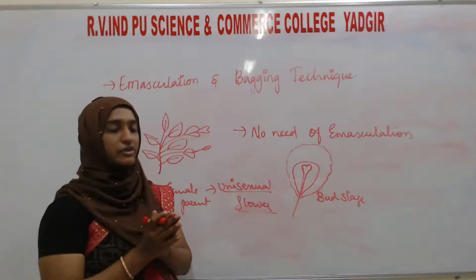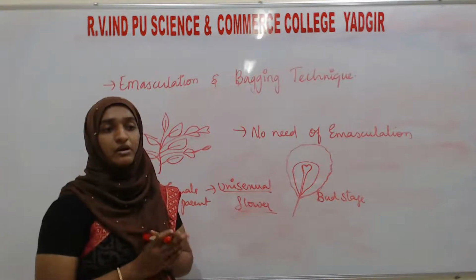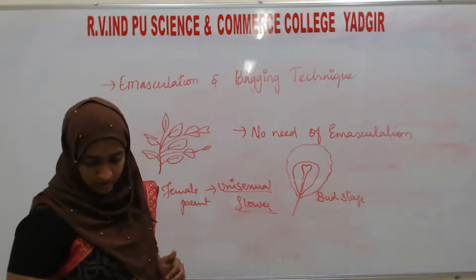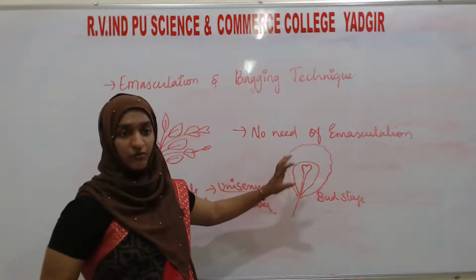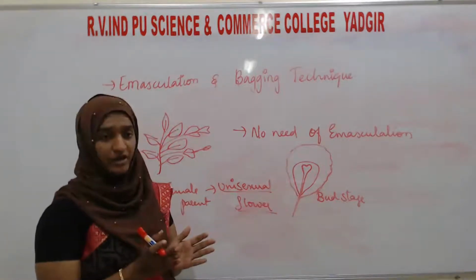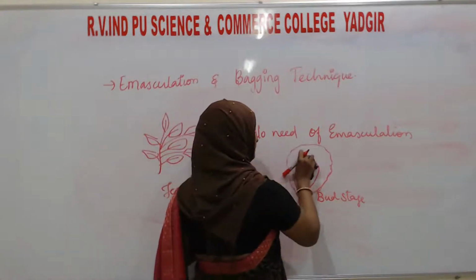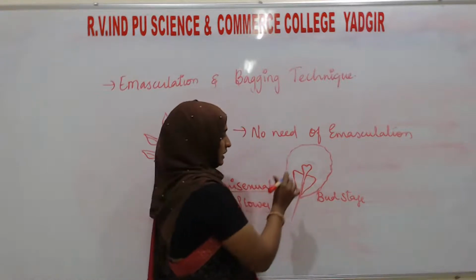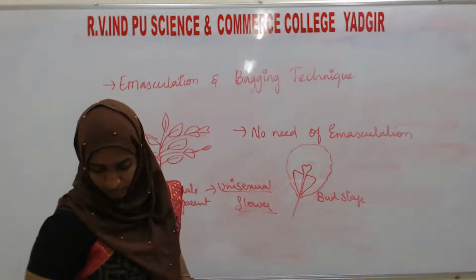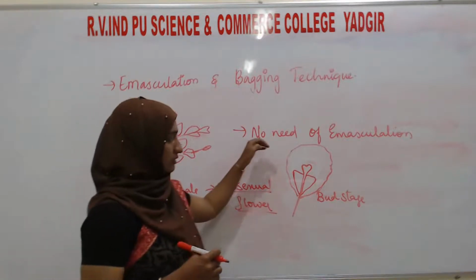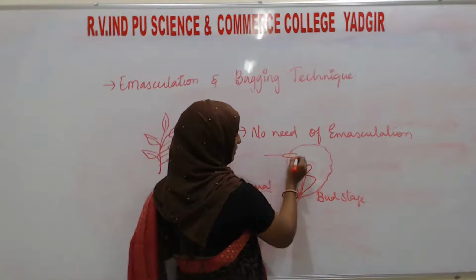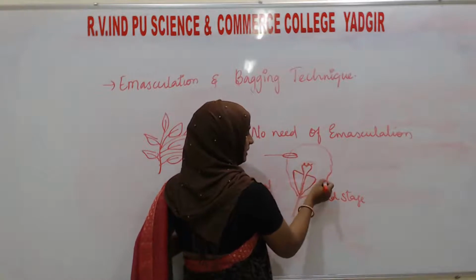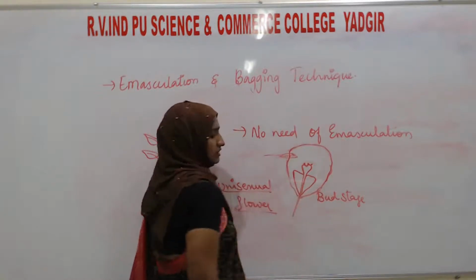They are going to cover it with the butter paper or the polythene bag, so unwanted pollen should not come and sit on this flower. When the stigma has matured, or when the flower is going to open, at that time they are going to dust the desired pollen grains by removing this cover. Then again it is covered with the polythene bag.